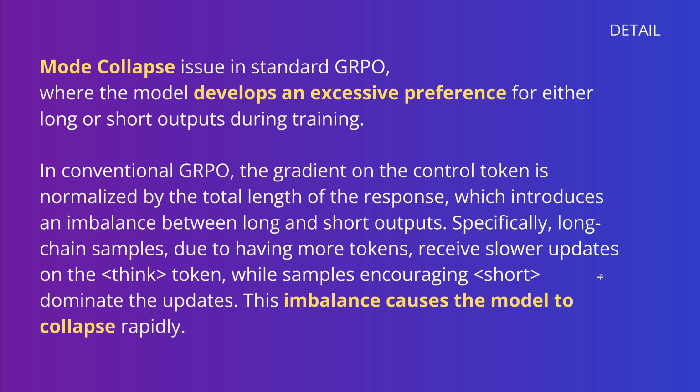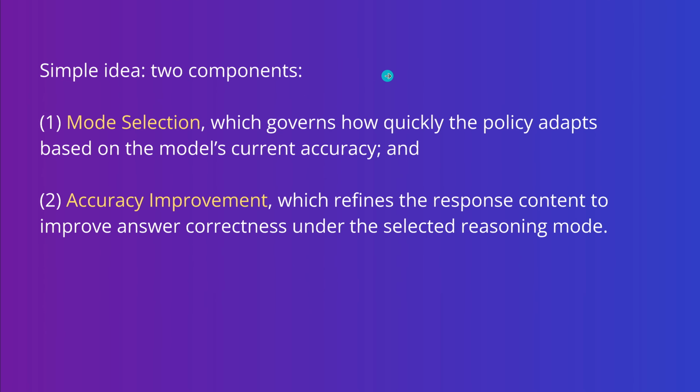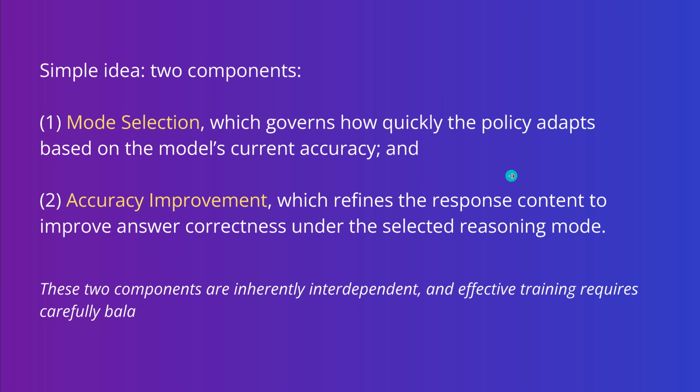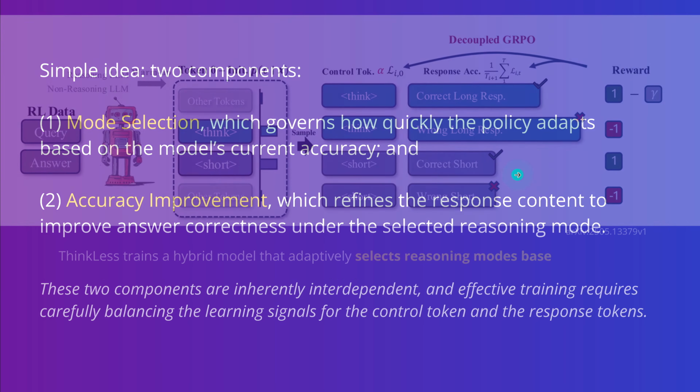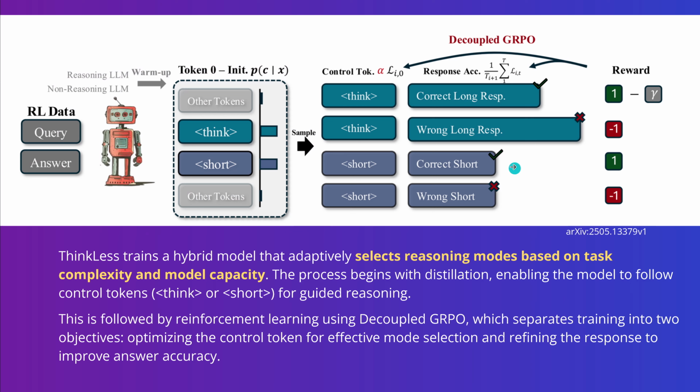So the solution was to go with GRPO, but to have, if you want, a decoupled but interdependent GRPO. You remember in the first paper we also had 2 components. Now here we also have 2 components. What a coincidence. At first they have a mode selection: do we go with the quick policy, adapted to the model accuracy? And then once we have selected a mode, in that mode we go for the accuracy improvement. Simple idea, no? Inherently interdependent, of course. So let's have a look at this.